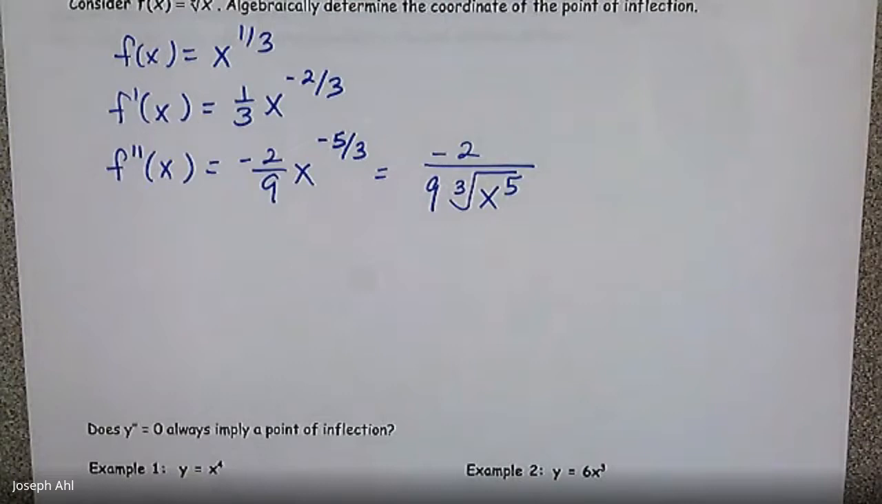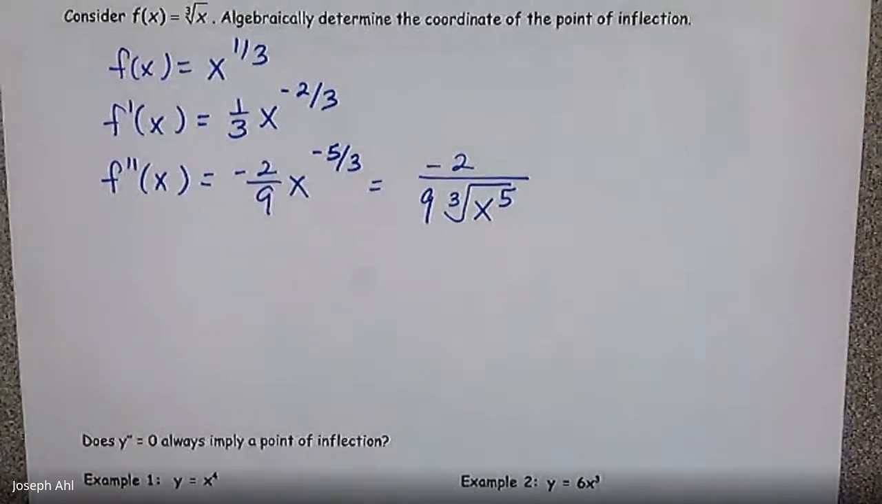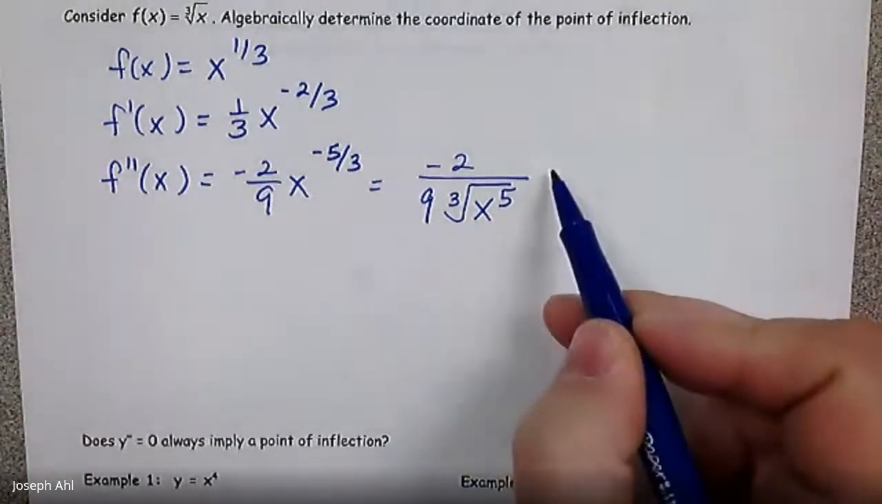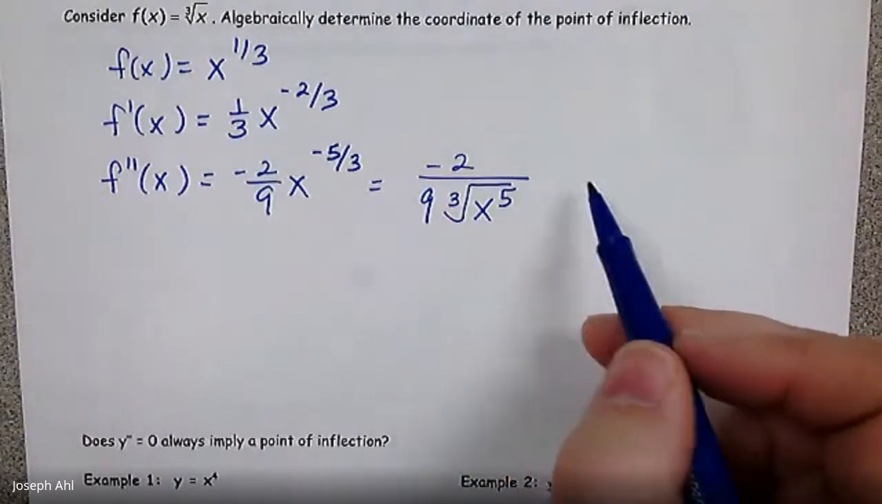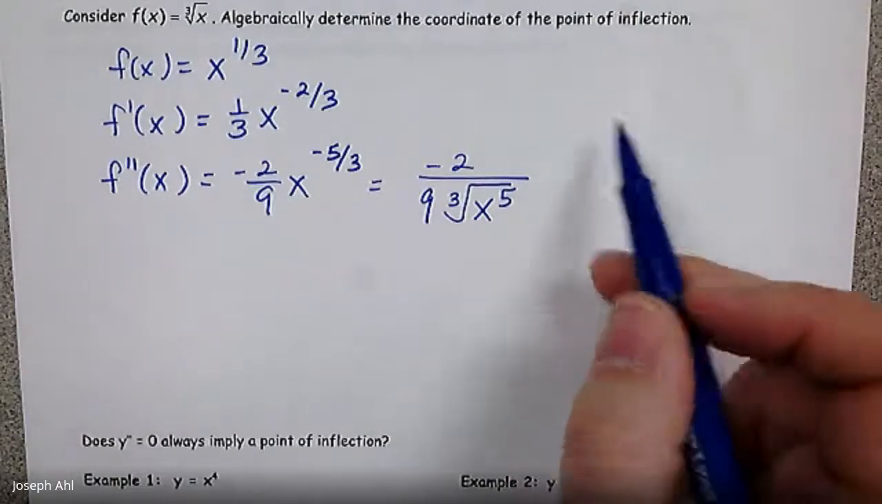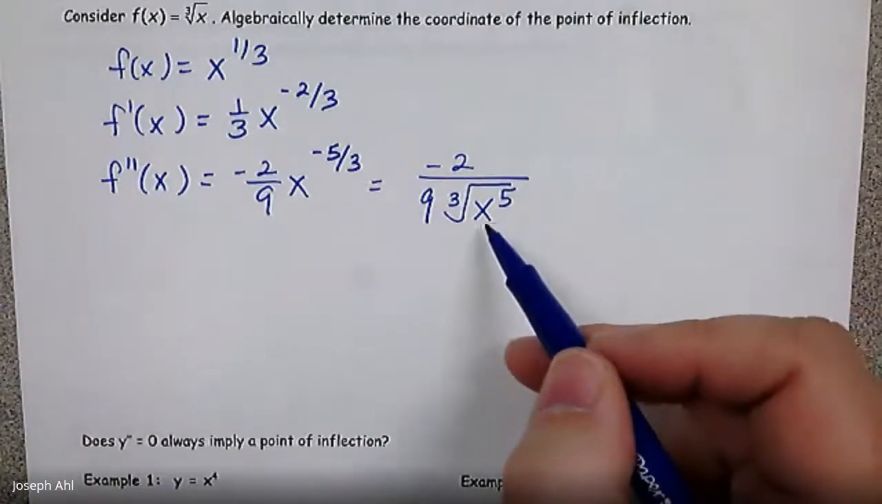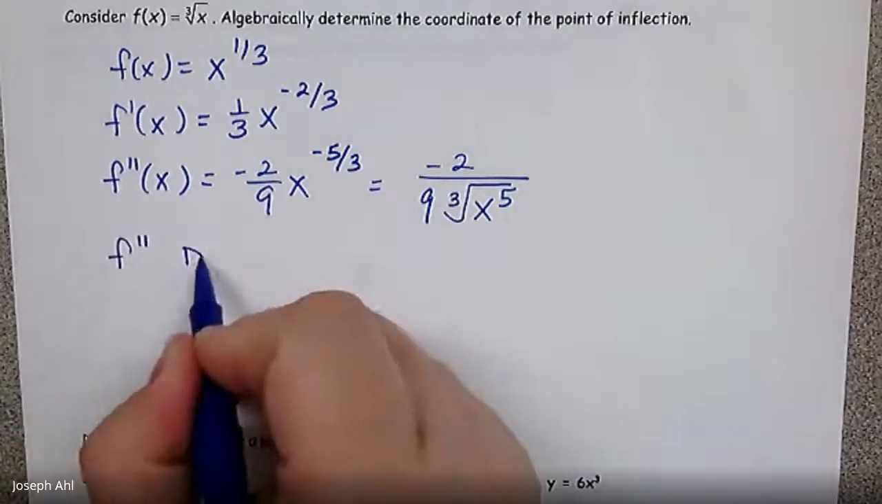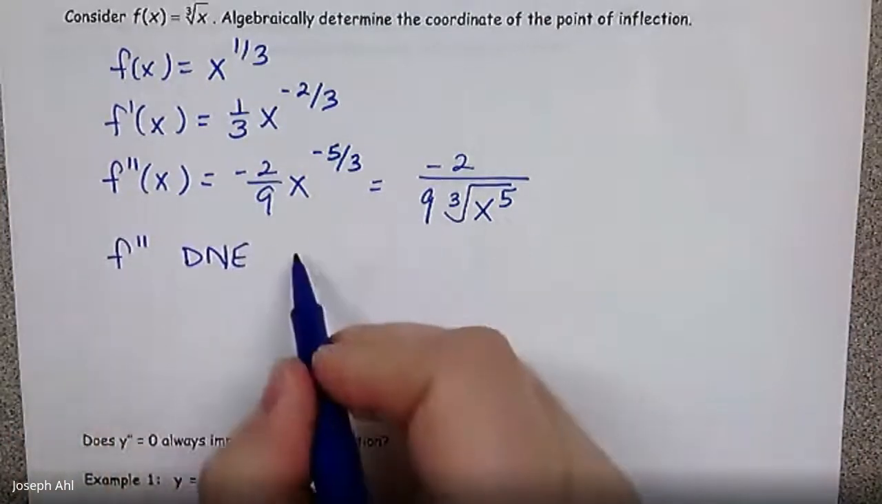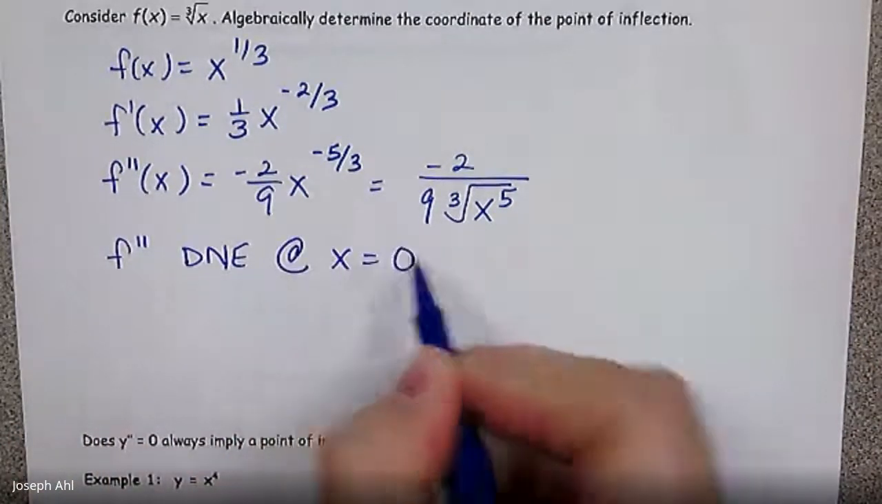So what we have to ask ourselves is, well, if we're trying to find points of inflection, it's where the second derivative equals 0 or where the second derivative does not exist. And what we'll find is if you set this equal to 0, there's no solution there. So we're not going to get a point of inflection based on finding where this equals 0. But if we think about where the second derivative does not exist, f double prime does not exist at x equals 0.